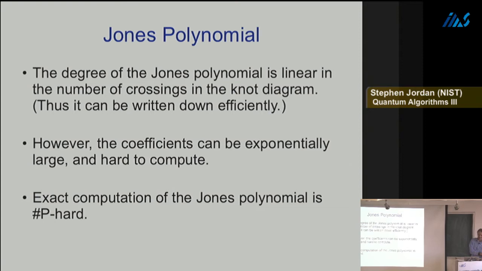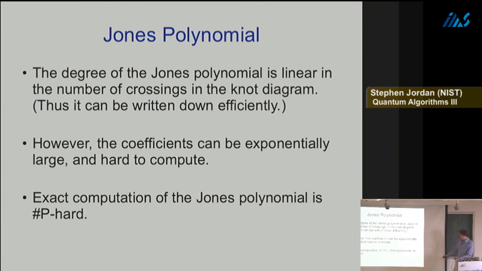OK. So as I've mentioned, the coefficients in the Jones polynomial can be exponentially large and hard to compute. The degree of the Jones polynomial is not large. There are only polynomially many coefficients you need to write down. So you can always write down the Jones polynomial in a reasonable amount of space, but actually computing it is hard. In fact, it's known that exact computation of the Jones polynomial is sharp P hard. So one thing you might be thinking right now is that we've made a step in the wrong direction if our goal is to decide equivalence of knots, because that was a problem contained in NP intersect co-NP. Now we've converted it into a sharp P hard problem, which is much worse. And it doesn't always work either.